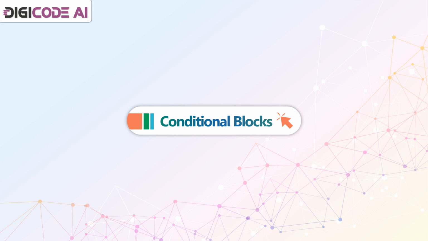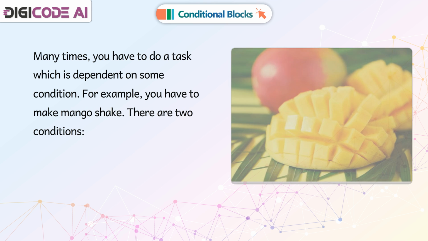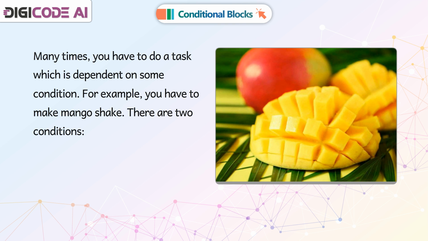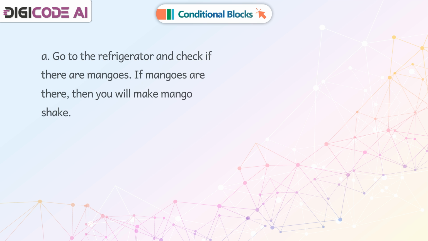Conditional blocks. Many times you have to do a task which is dependent on some condition. For example, you have to make mango shake. There are two conditions. A.